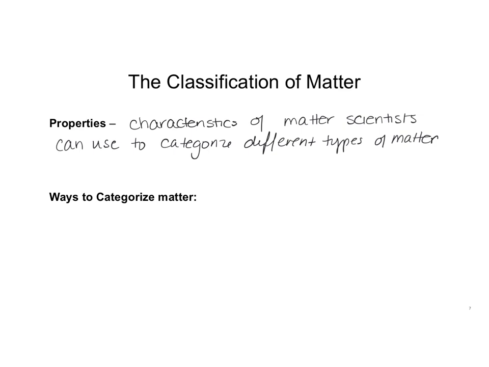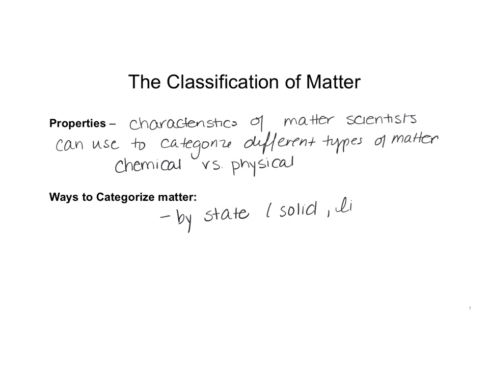So, when we talk about properties, particularly of matter, we are going to talk about chemical properties and physical properties. And so that's how we'll describe matter a lot of times, is by these chemical and physical properties. Now, there are other ways to categorize matter. We can categorize matter by state, right? Is something a solid, a liquid, or a gas, right? And then we can also categorize it by composition.